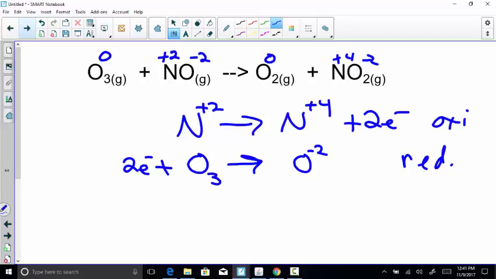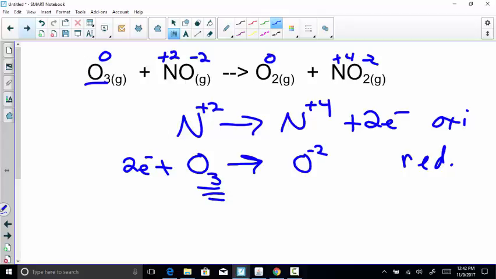Okay, so on letter D, I'm always doing the oxidized first. So what is oxidized? So N and NO, right? What's reduced? Oh. O3, right? Yes, you actually should put O3. What about the other one? That's not the one that's reduced. This is the one that's being reduced. So O3 is being reduced.